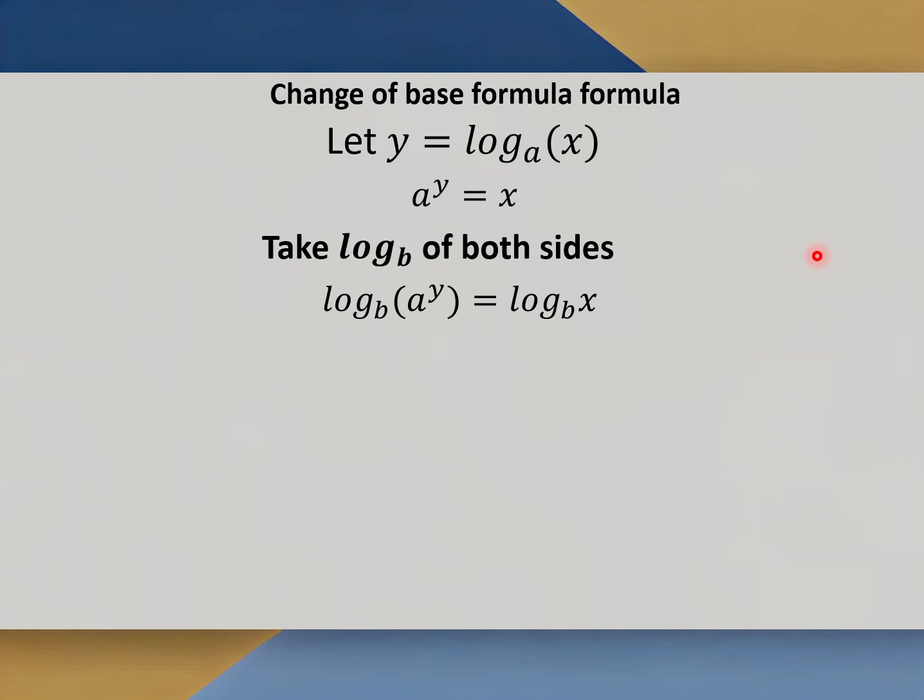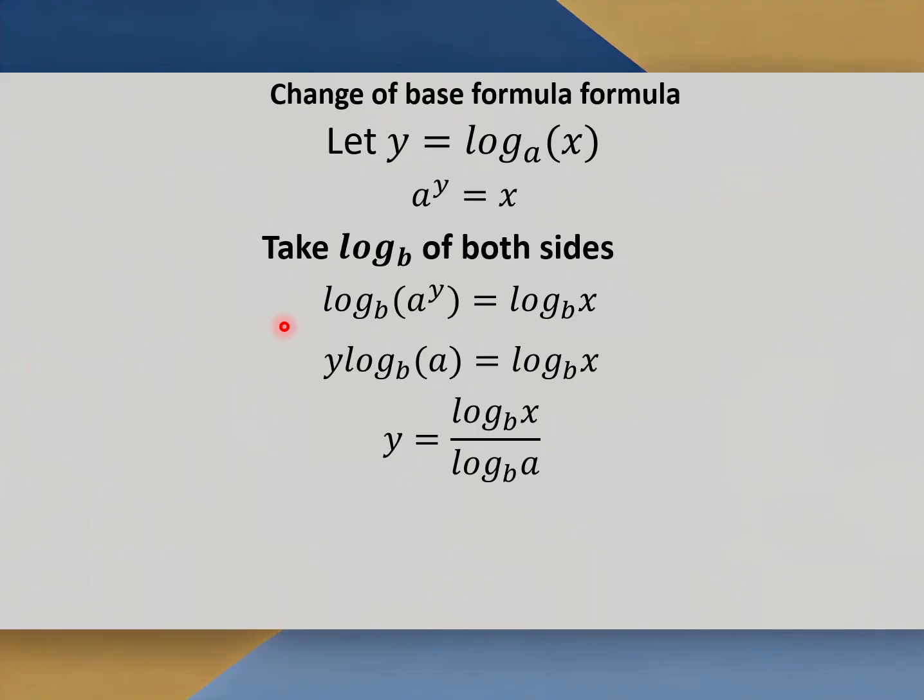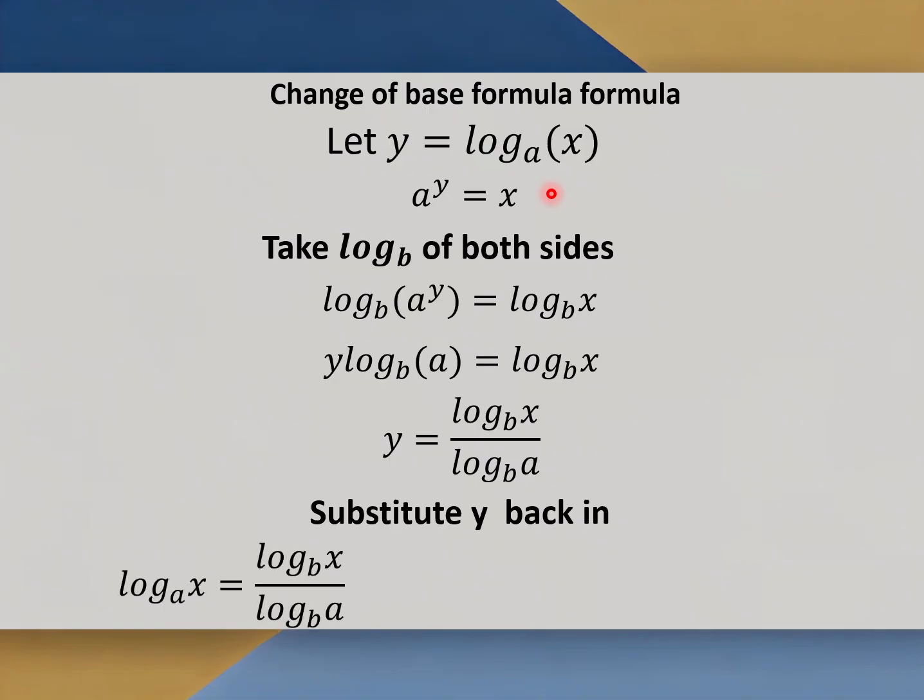The next part is we are going to use our power rule. That means this y is going to be coming out the front. And secondly, we're going to divide everything by log base b of a. That gives me y is equal to log base b of x over log base b of a. If I substitute y back in, my y value here is log base a of x. So that gives me log base a of x is equal to log base b of x over log base b of a. Now I can also rewrite that as ln x over ln a.